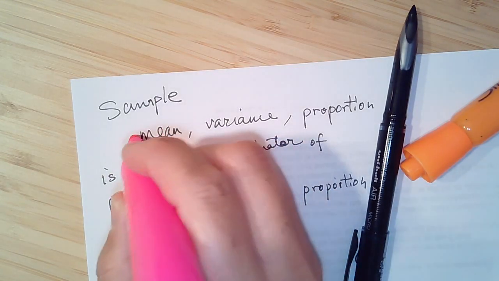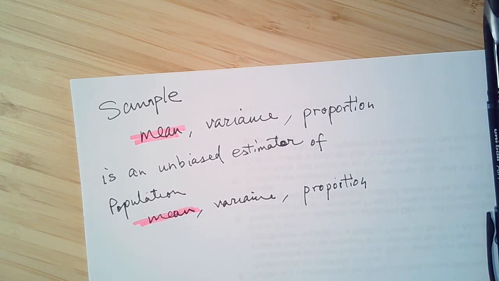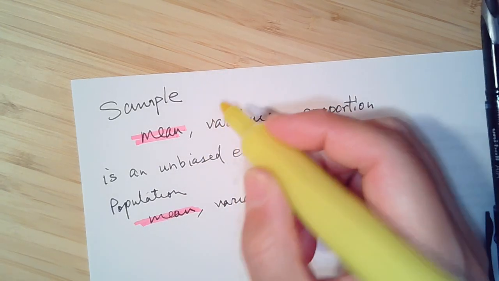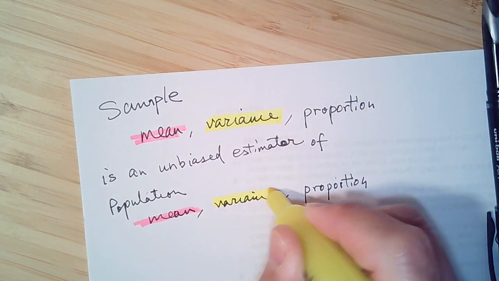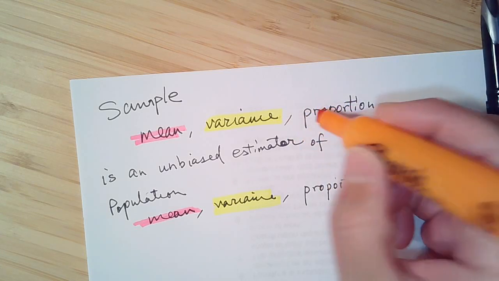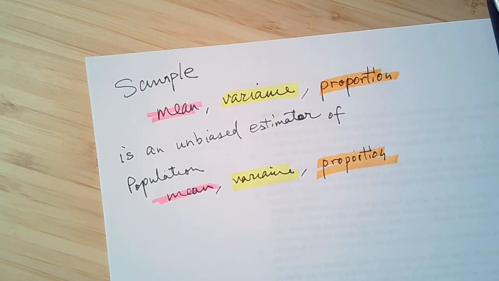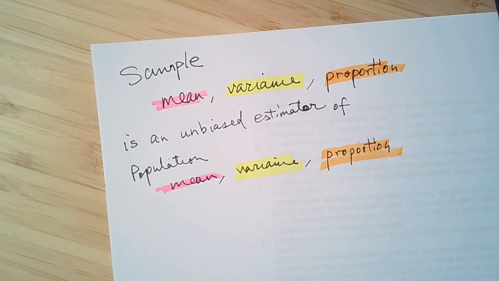Sample mean is the unbiased estimator of the population mean, and the sample variance is the unbiased estimator of the population variance. Sample proportion is an unbiased estimator of the population proportion. I think as long as you know this, you're good.